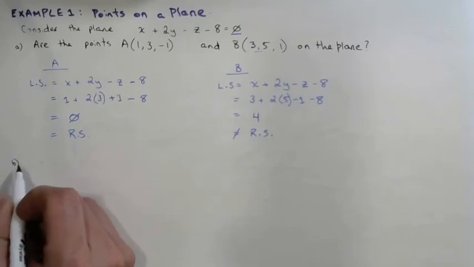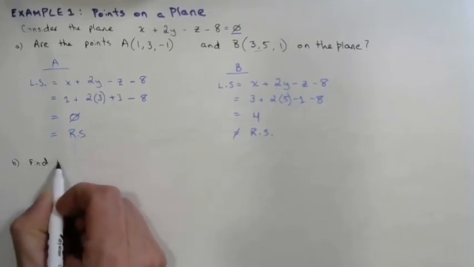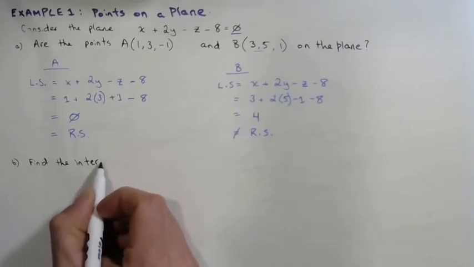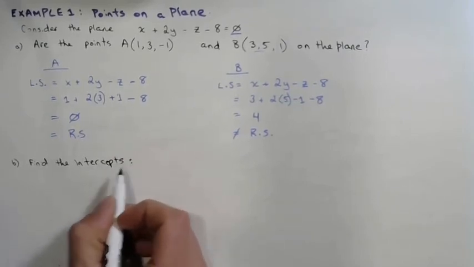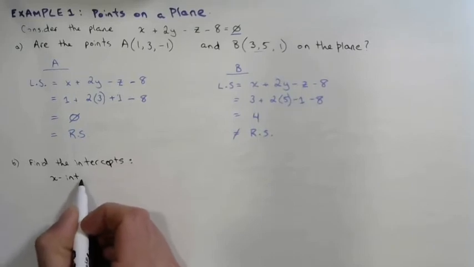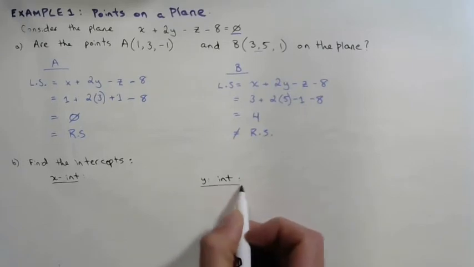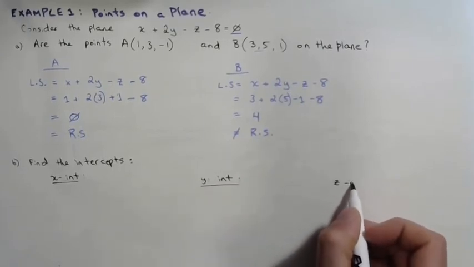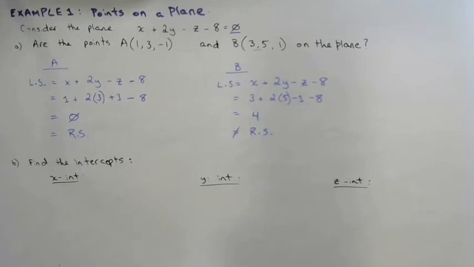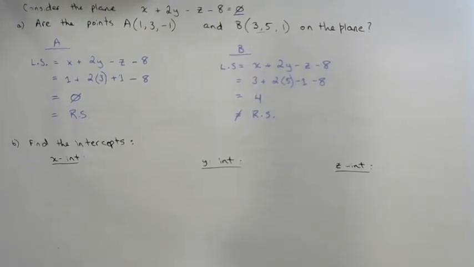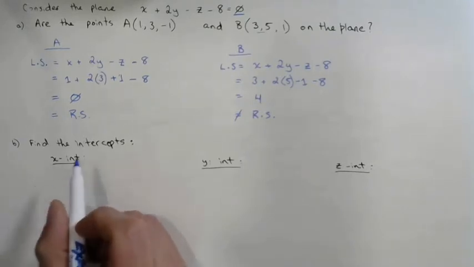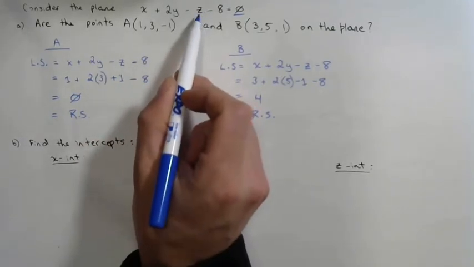In the second part of this example, we're going to find the intercepts. So we're going to find the x-intercept, the y-intercept, and the z-intercept. And just like we do using linear equations, we're going to set the other two coordinates, the other two parameters, to 0. So for finding the x-intercept, we need to set y and z equal to 0.